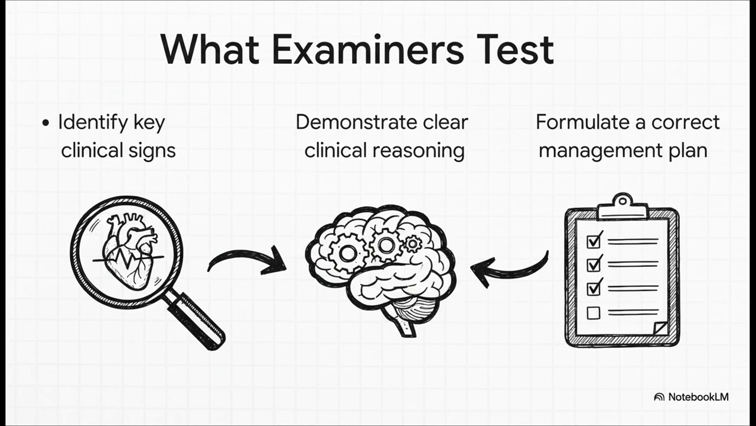First, can you actually spot the signs? The subtle tremor, that specific rash, the exact grade of respiratory distress. Second, can you connect those dots? Can you link those signs together in a logical way? That's your clinical reasoning. And third, based on all that, can you create a management plan that is both safe and effective? See, it's not just about what you see, it's about what you do with what you see. That's where all the points are.